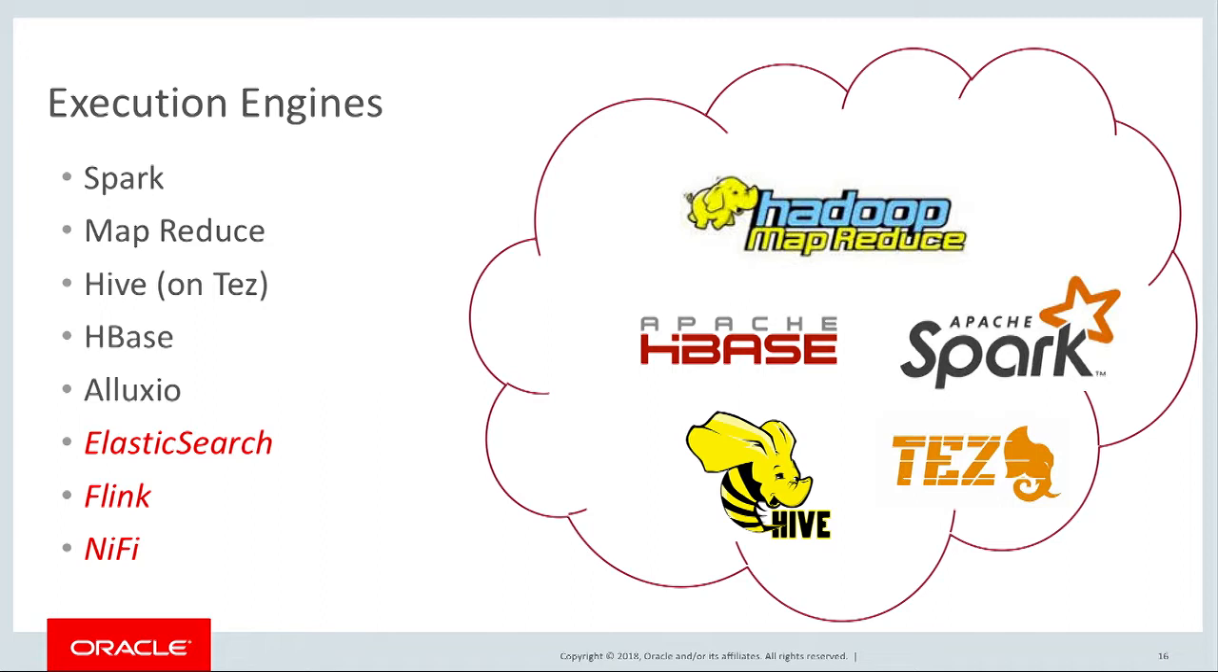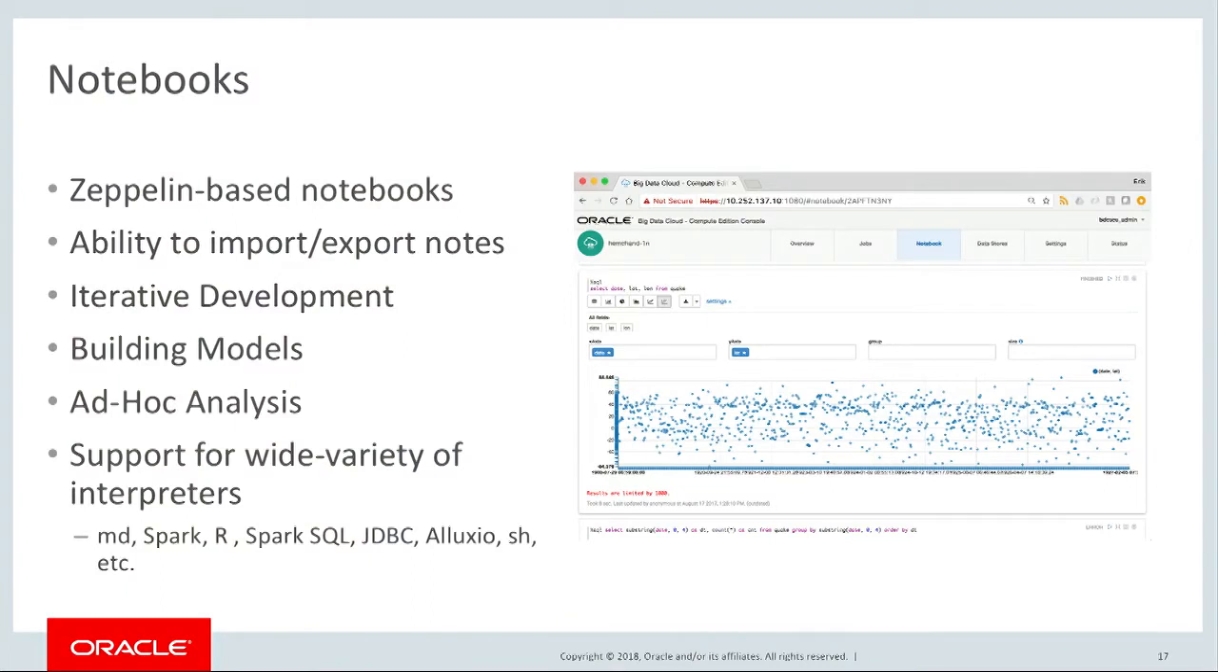And as and when we see a lot of demand from our customers for additional execution engines like Flink and NiFi, we will consider supporting them as well. For the data scientists and developers that want to do analytics within the big data console or the big data cluster, we support Zeppelin notebooks as an out-of-the-box analytics tool. You can easily import and export notebooks. You can very easily build exploratory analytics. And there is a standard variety of interpreters that we support: Spark, R, Java, JDBC, shell scripts, etc.